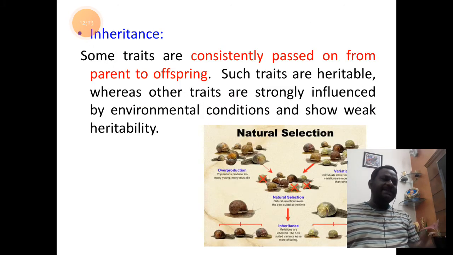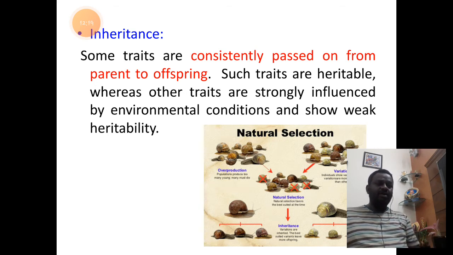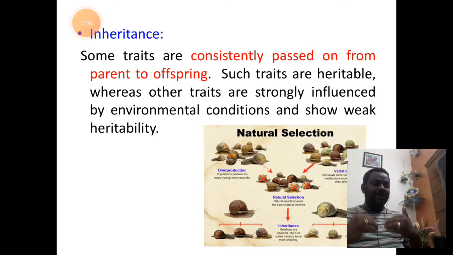Point number 2 is inheritance. Inheritance can be defined as the transfer of genetic variations from the parents to offsprings. So traits selected by nature are very strongly inherited. This is the point that we should remember. Any character change that nature selects will not just remain within an individual. It starts moving from that individual to their offsprings, or to their children.